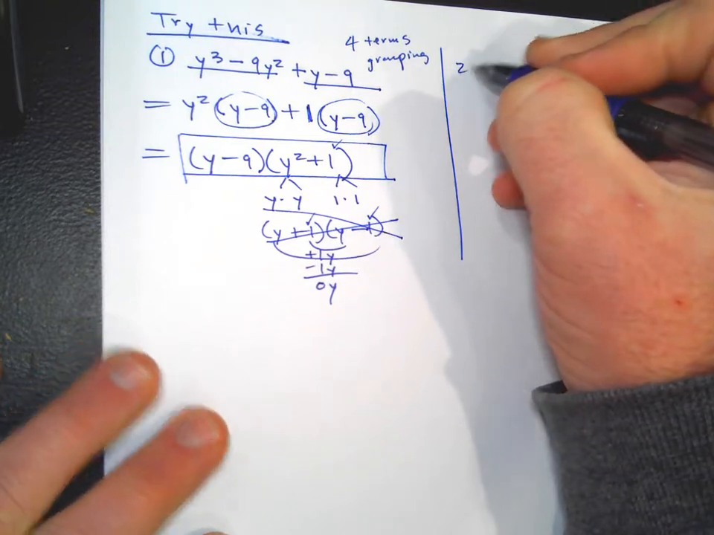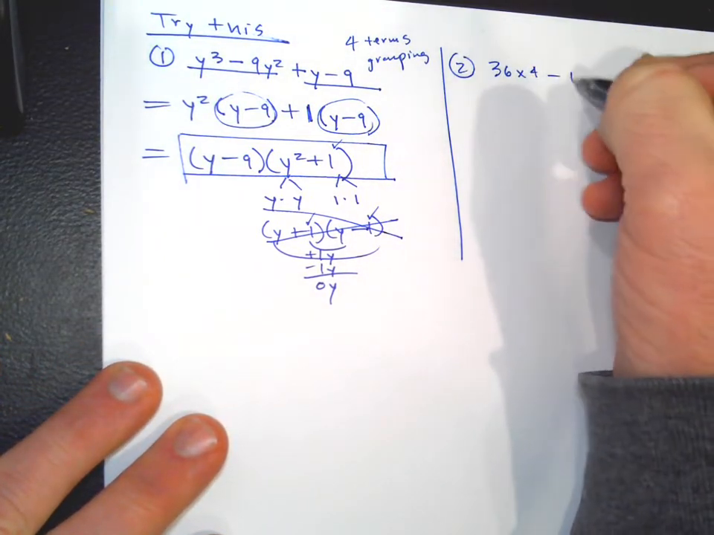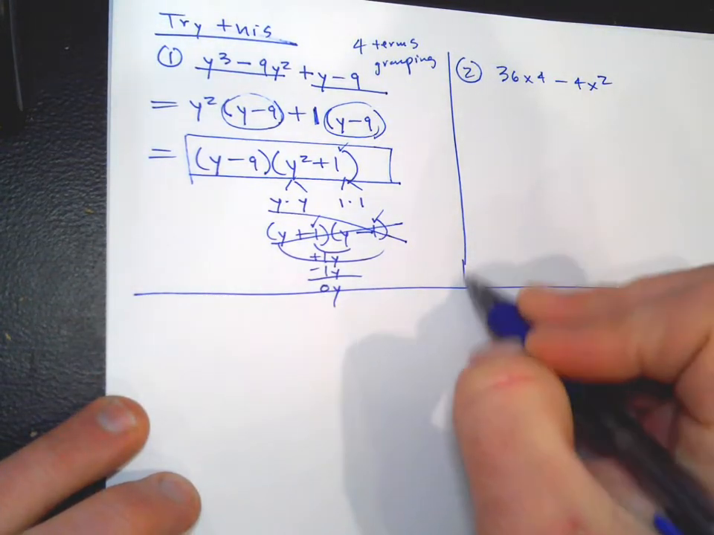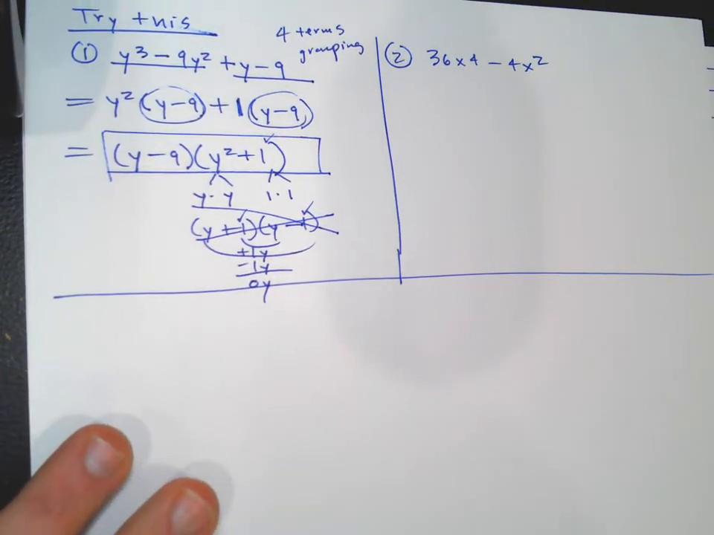All right, let's try another one. 36x to the 4th minus 4x squared. Pause the video. Try it. This is your shot. You need to see if you can do it.